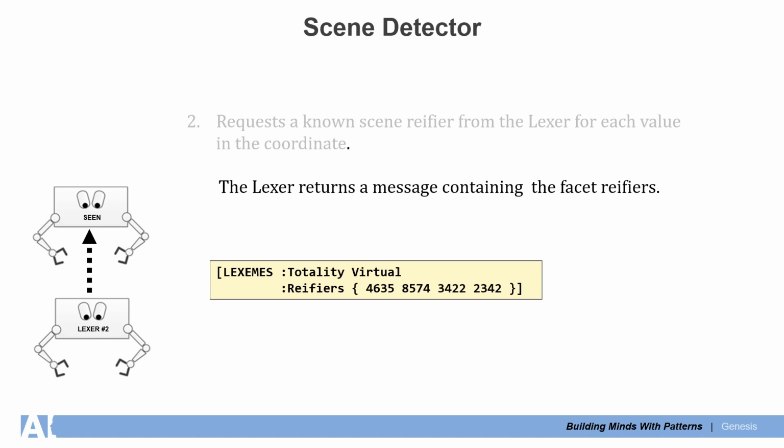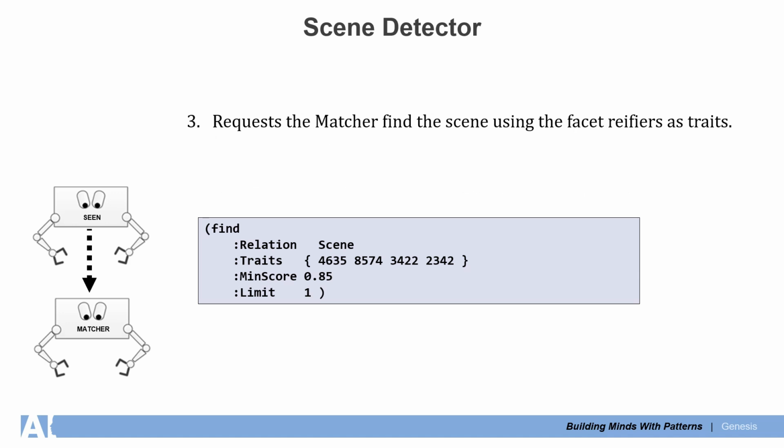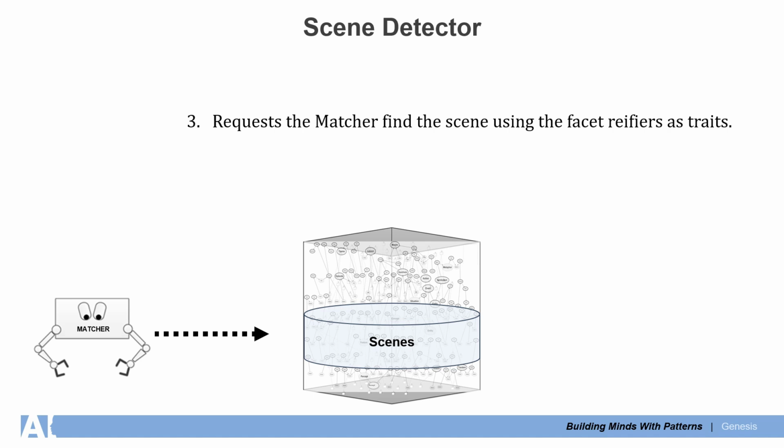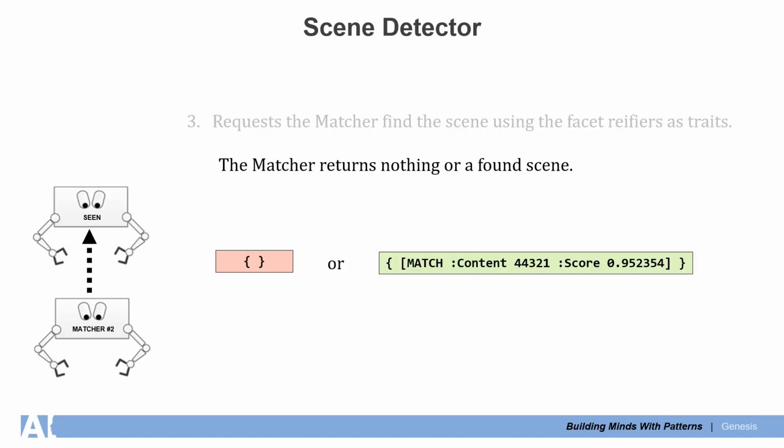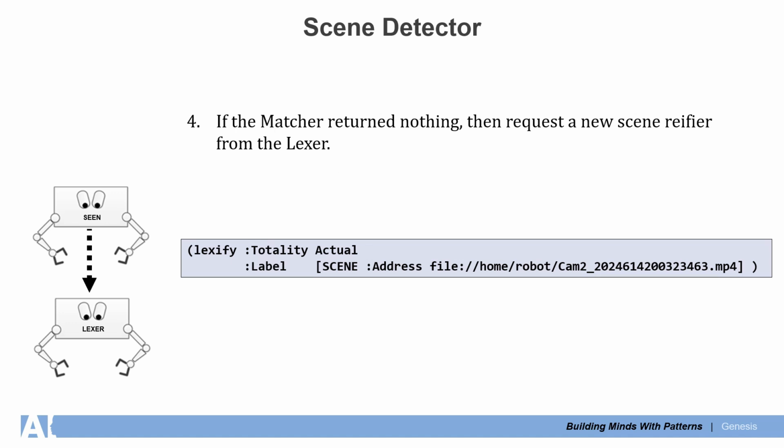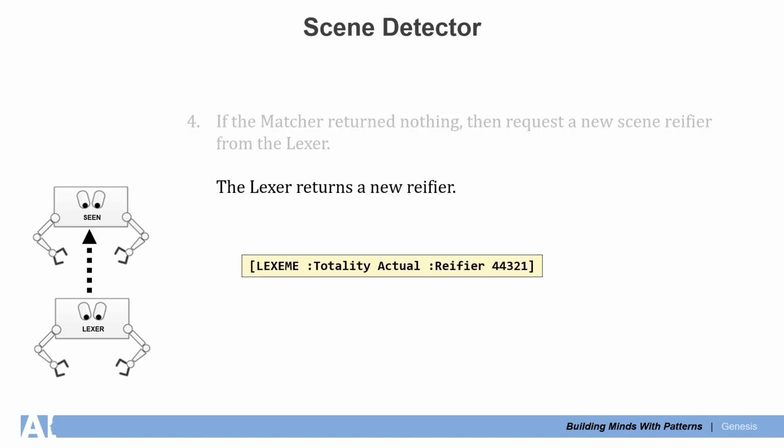The lexer returns a message containing the facet reifier. The detector then requests the matcher find the scene using the facet reifiers as traits. The matcher looks at existing scenes to determine any matches. The matcher returns nothing or a found scene. If the matcher returned nothing, then it requests a new scene reifier from the lexer. The lexer returns a new reifier. This is the reifier of the scene, which is a feature of the percept.